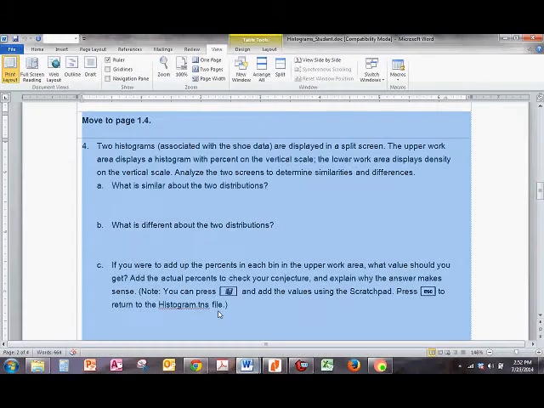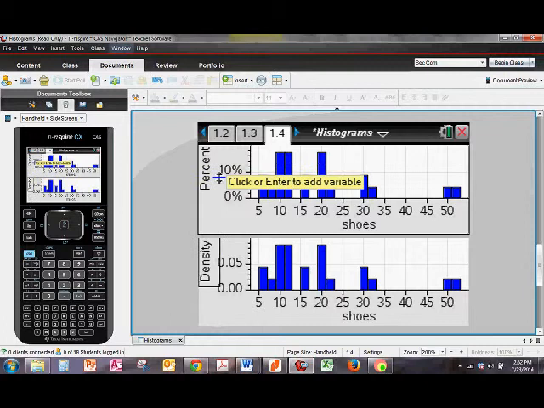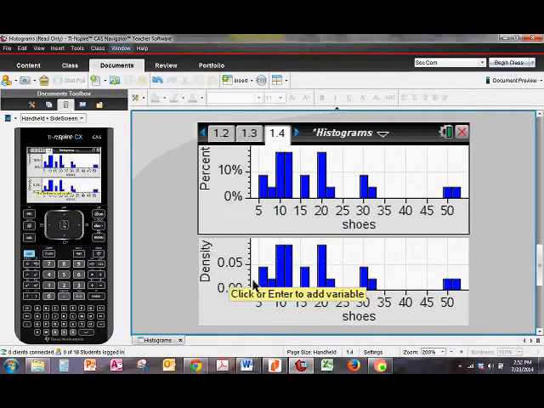Let's go back and see what it's asking us to do. The upper work area displays a histogram with the percent on the vertical side. So we see 0% all the way up to 10%. Looks like the tick marks are 2 marks, so 2%, 4%, 6%, 8%, 10, etc. Then in the bottom here is density. So 0.01, 0.02, 0.03, 0.04, 0.05, etc. So let's keep moving here.